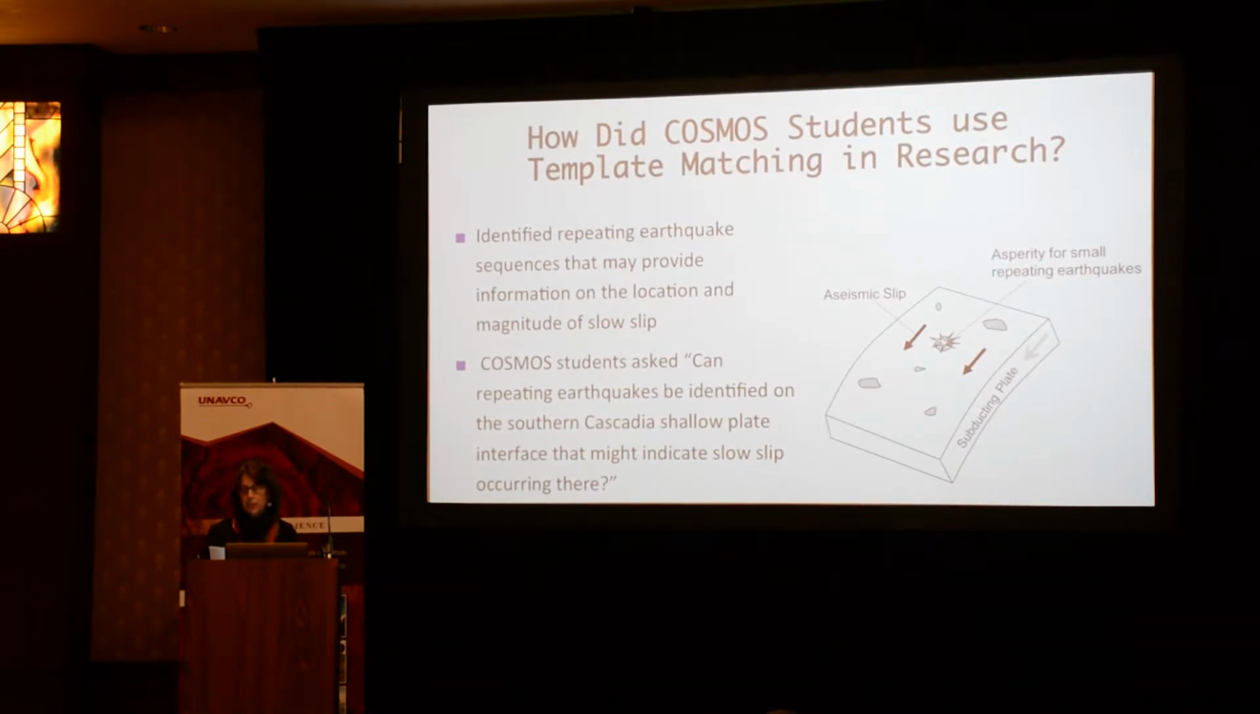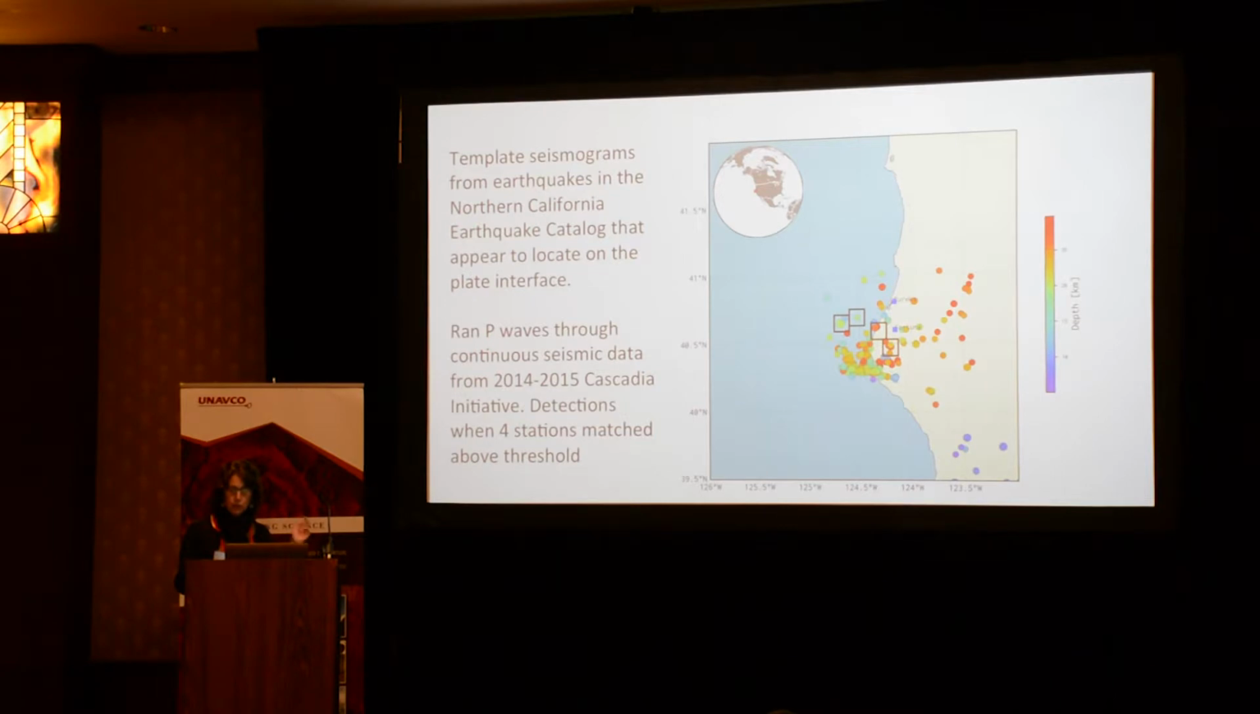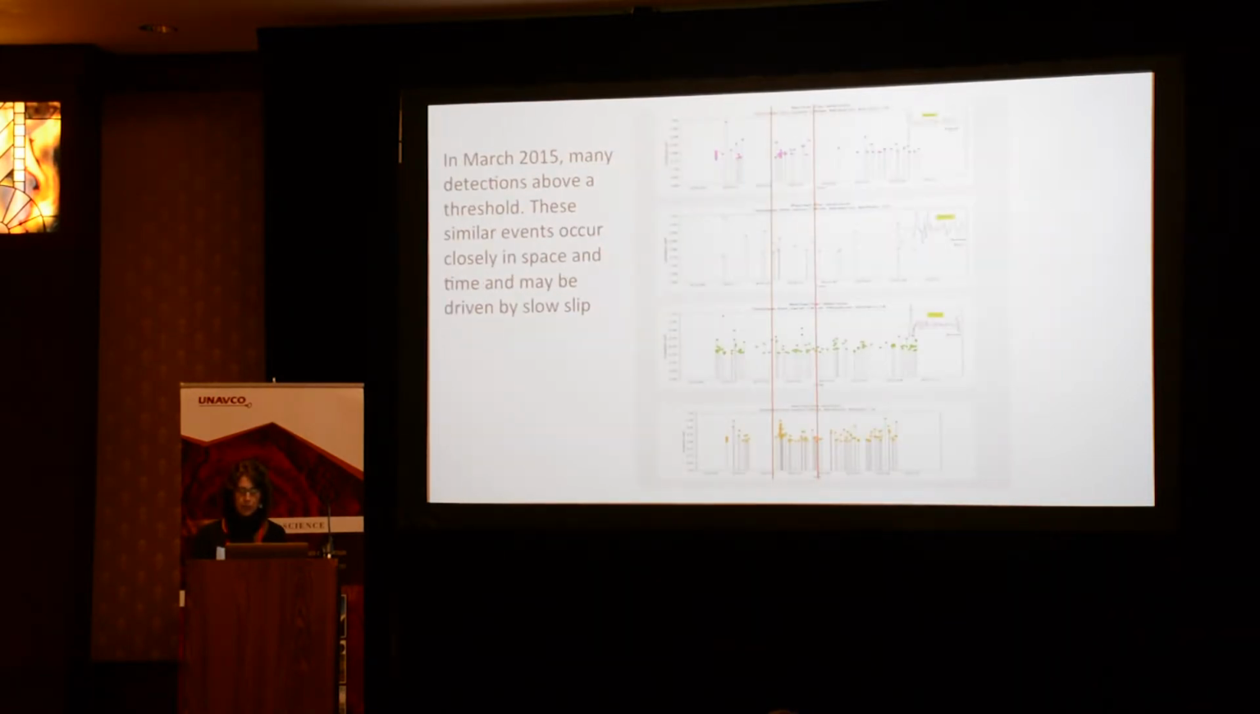I gave the students seismic data from four earthquakes that I identified as occurring on the plate interface, and those four earthquakes are shown here in the boxes. I had them run the waveforms through continuous data from the Cascadia Initiative, both land and OBS stations. This next plot shows the network correlation coefficients for each of those four earthquakes as a function of time. You can see that in the time period between the red vertical lines in March 2015, there seems to be a lot of repeating. These four earthquakes seem to repeat a lot, which might be driven by slow slip.